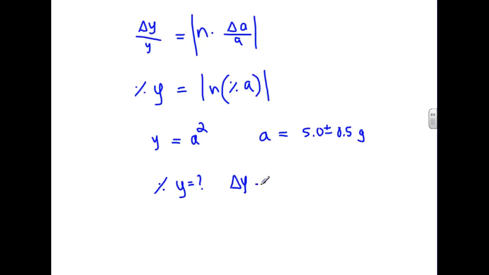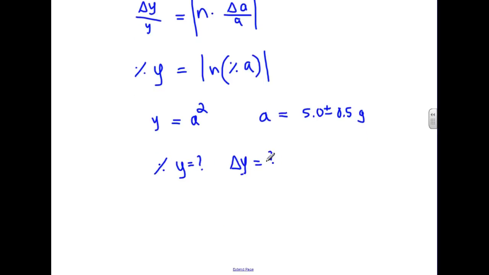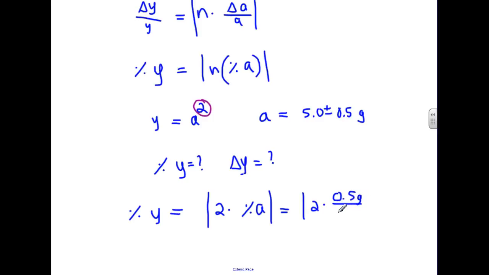What's the absolute uncertainty in y? Well, for the absolute uncertainty, we're going to need the value of y to find this. Percent uncertainty, we use our rule, right? So percent uncertainty in y, because we get y by squaring a, is that same exponent 2, I've moved it right to here, times the percent uncertainty in a. That's going to be absolute value of 2 times, well, the percent uncertainty in a is 0.5 grams over 5 grams. The grams, of course, cancel out.